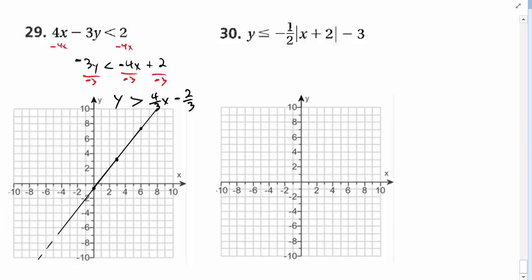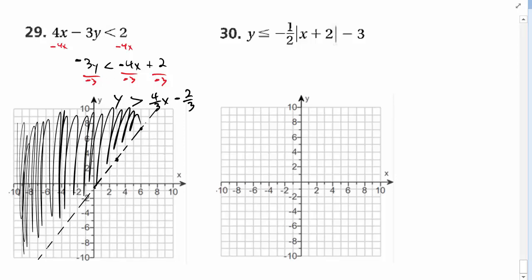And so I graph that line, and I'm going to shade above. But again, I'm going to erase little parts right there to make it a dashed line or a dotted line. And again, the inequality flipped because I divided by a negative, shade above, and it's all wrapped up.